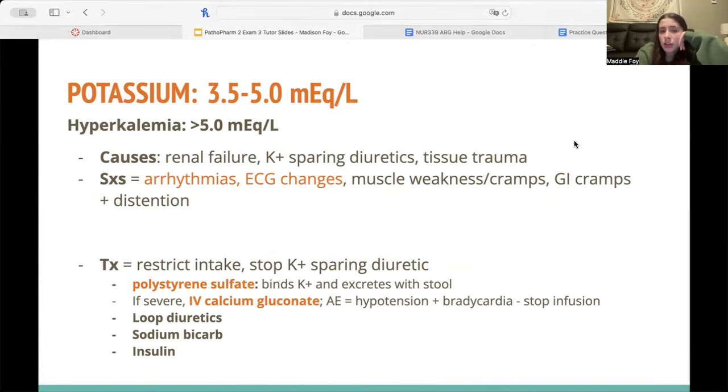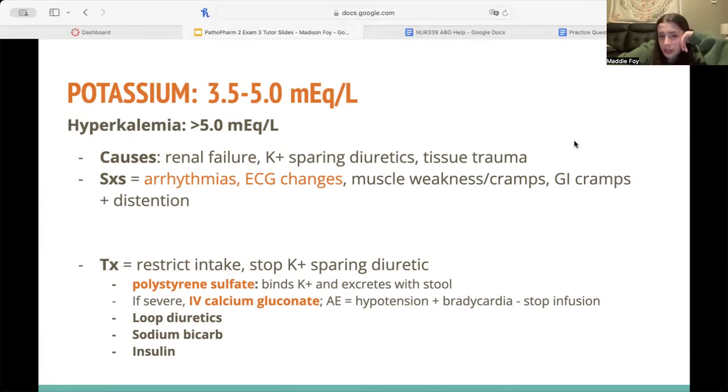In general, you're going to want to restrict potassium intake, as well as if they're on something like spironolactone, you can stop that and switch to maybe a potassium wasting diuretic. A medication that they can actually take is called polystyrene sulfate. This works by binding to free potassium and basically attaching it to your stool so that you poop out the potassium instead of just having it circulate in your bloodstream.